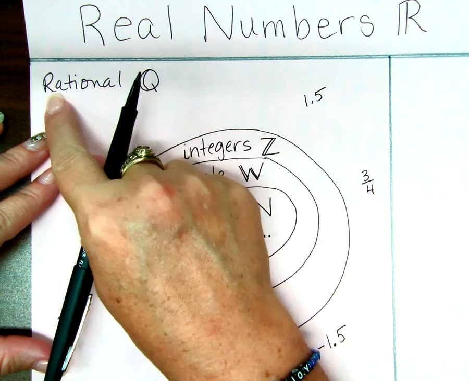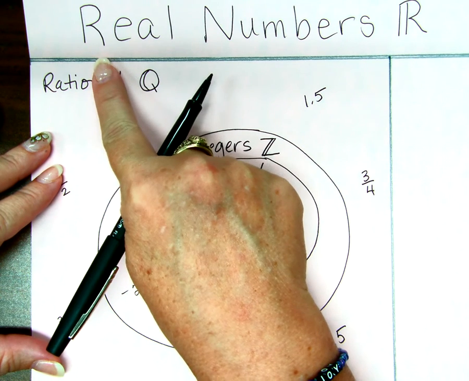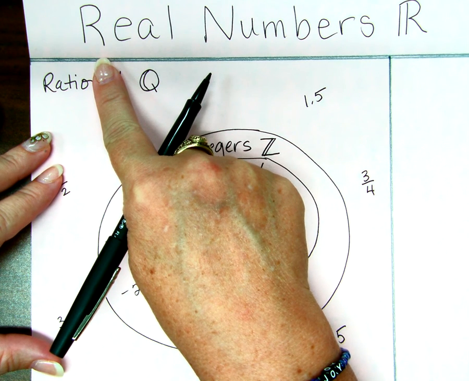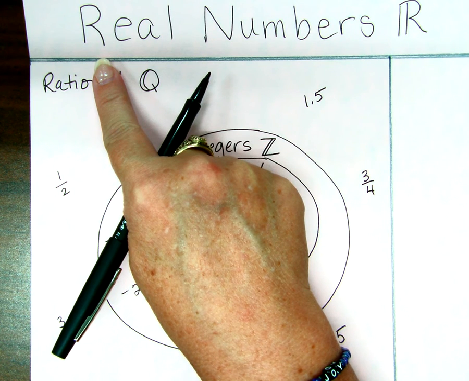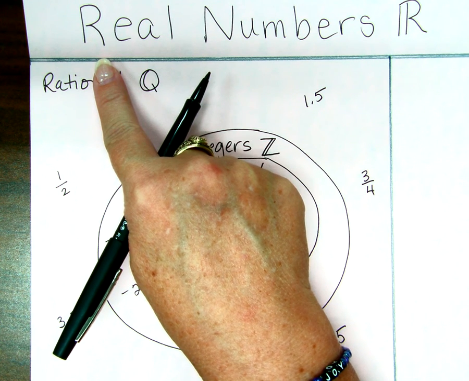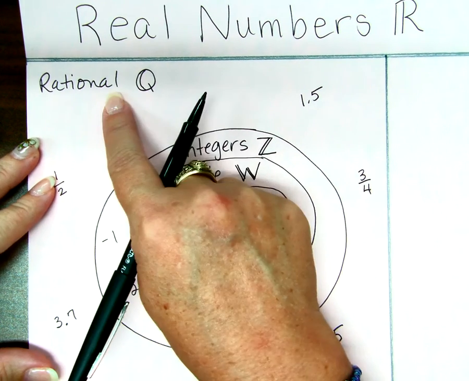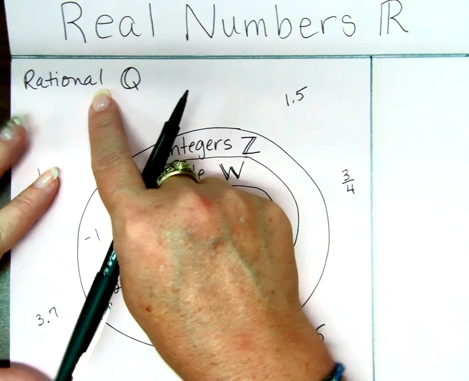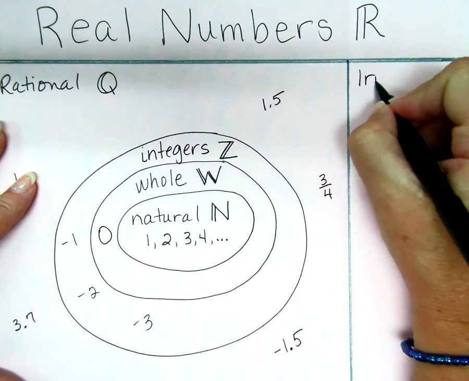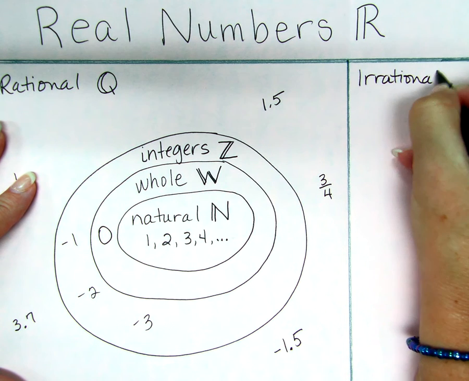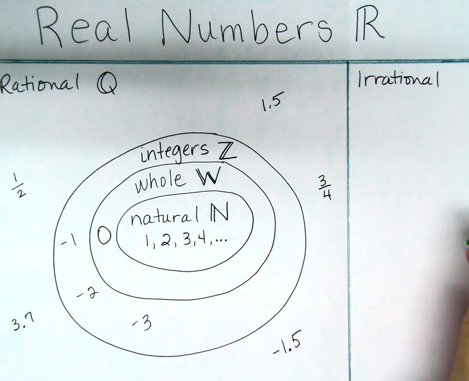So, by definition, a rational number is a number that can be written as a fraction. Okay? So what goes over here in this small section over here? Irrational. And using logic, an irrational number is a number that cannot be written as a fraction.